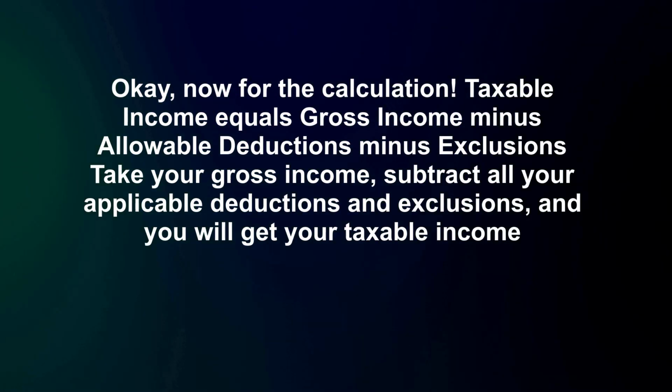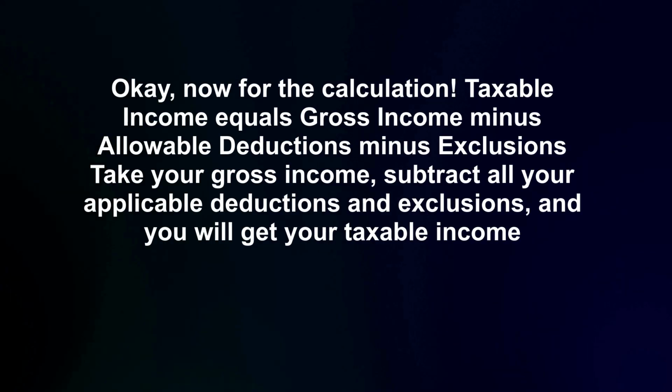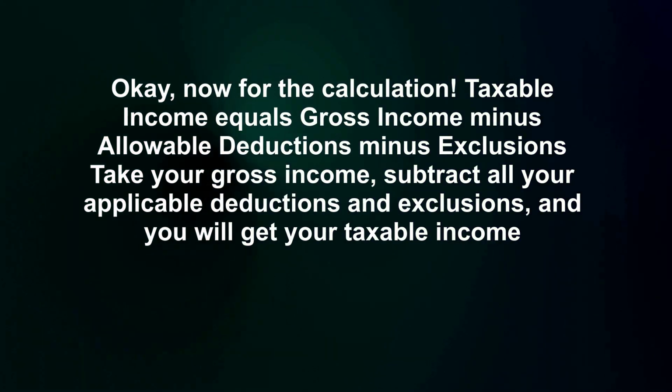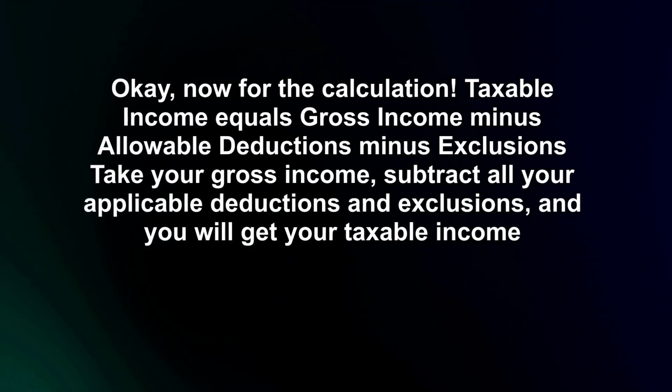Okay, now for the calculation. Taxable income equals gross income minus allowable deductions minus exclusions. Take your gross income, subtract all your applicable deductions and exclusions, and you will get your taxable income.